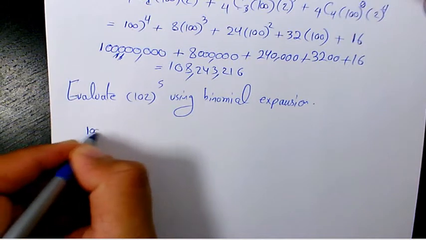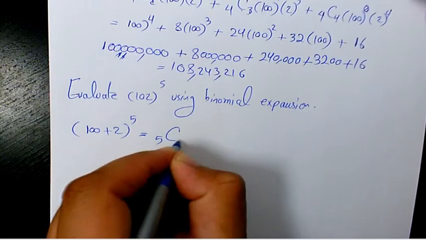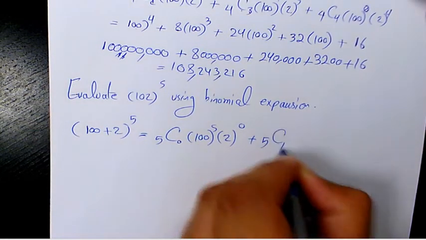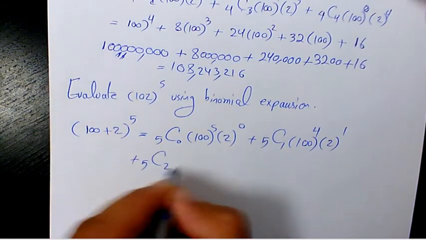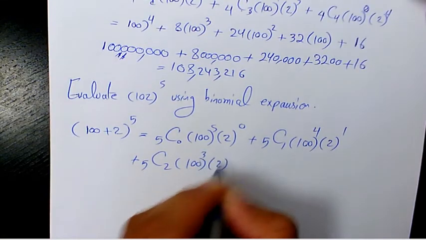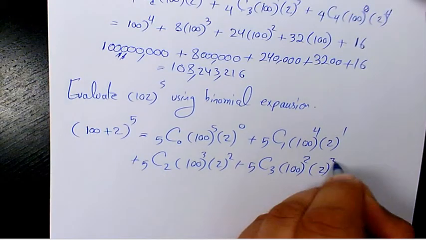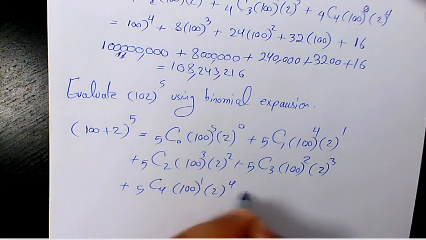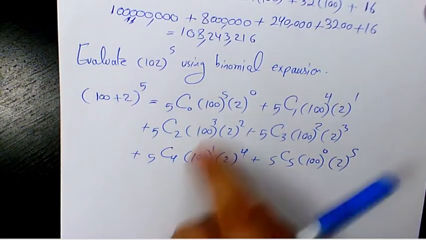So again, we have the same procedure here. You have 5C0, 100 to the power of 5, 2 to the power of 0, plus 5C1, 100 to the power of 4, 2 to the power of 1, plus 5C2, 100 to the power of 3, 2 to the power of 2, 5C3, 100 to the power of 2, 2 to the power of 3, 5C4, 100 to the power of 1, 2 to the power of 4, and finally 5C5, 100 to the power of 0, 2 to the power of 5.